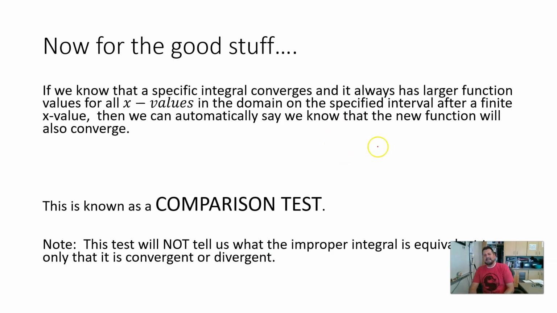Basically, a comparison test is saying this: if I have a function like 1 over x squared that I know is convergent when I take the improper integral of that, any other function that I know for a fact is going to be below that function the entire time will also be convergent. Now, that doesn't mean they're going to add up to the same thing, but I can use that information to figure that out.